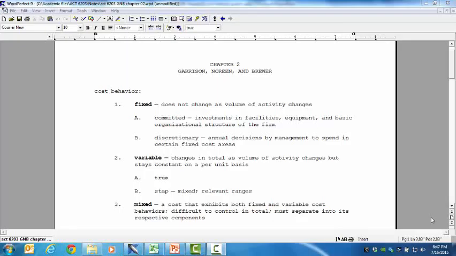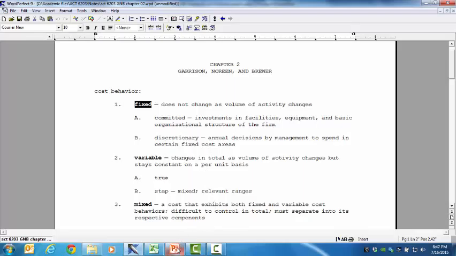Chapter 2 introduces cost behavior. If I'm going to manage and control my costs, I need to understand how various costs function so that I can customize my approach to them in an appropriate manner. There are three primary cost behaviors that Chapter 2 discusses, the first of which being fixed. A fixed cost behavior does not change as the volume of activity changes.